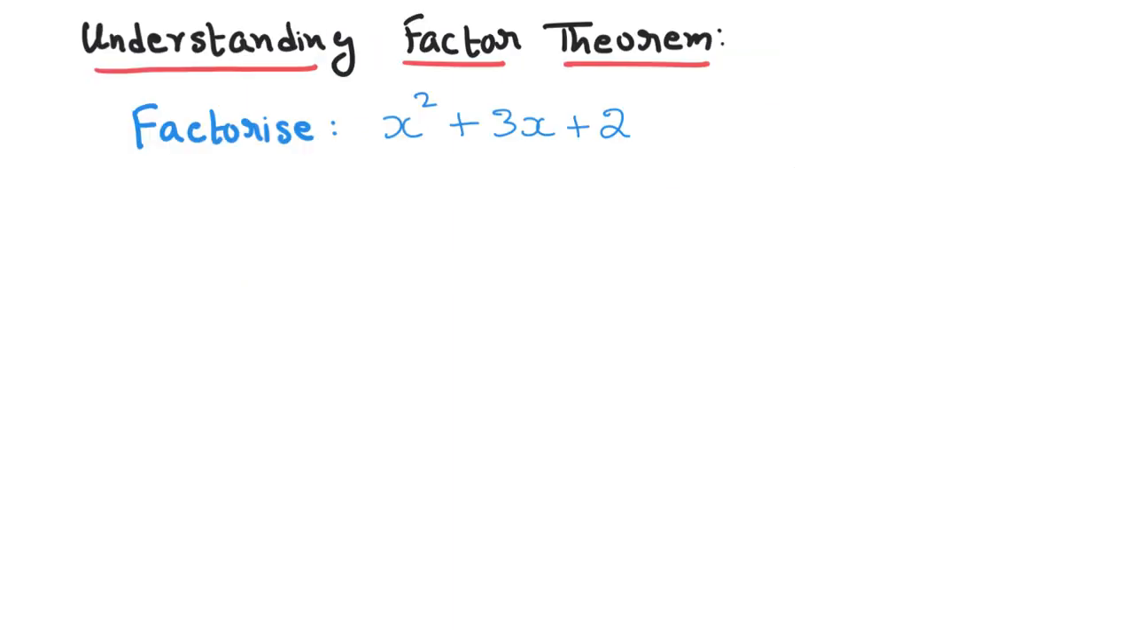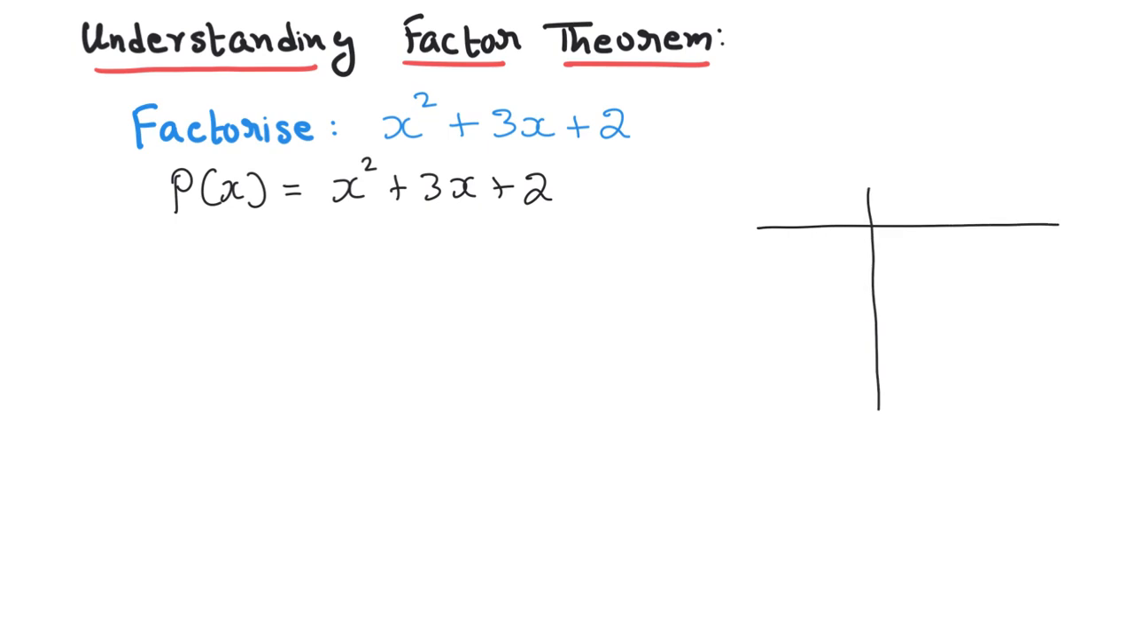In order to understand factor theorem, let us factorize this polynomial x squared plus 3x plus 2. Let p of x be the polynomial x squared plus 3x plus 2. We have already learned how to factorize a polynomial by splitting the middle term. In case you have forgotten, let's learn it again. Splitting the middle term is also called the sum and product method.